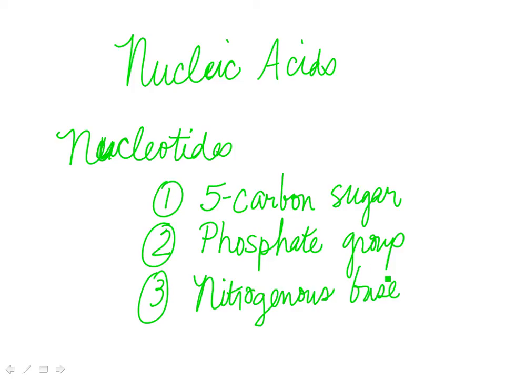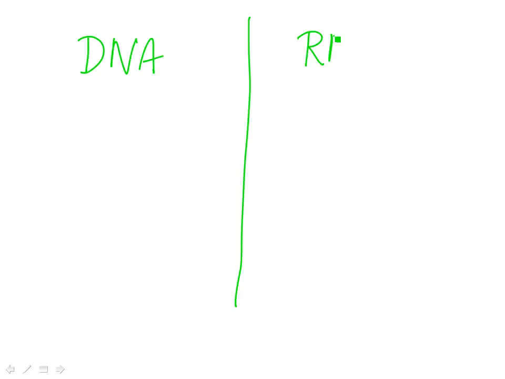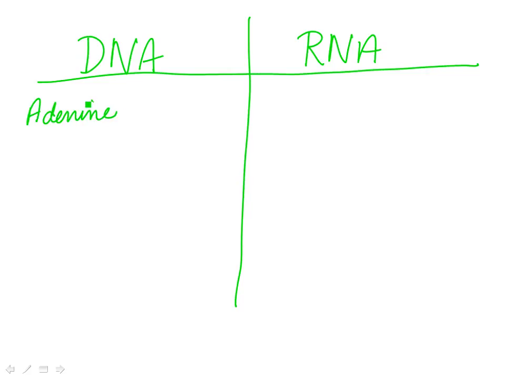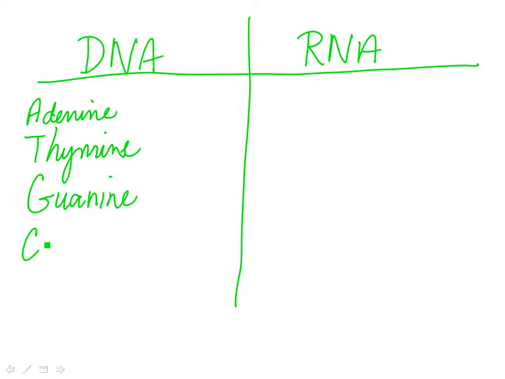If we looked at DNA and RNA as our first 2 examples, the bases that we'll find in DNA are adenine, thymine, guanine, and cytosine. So those are the bases for DNA.